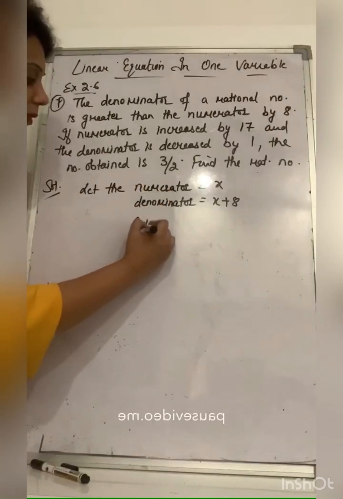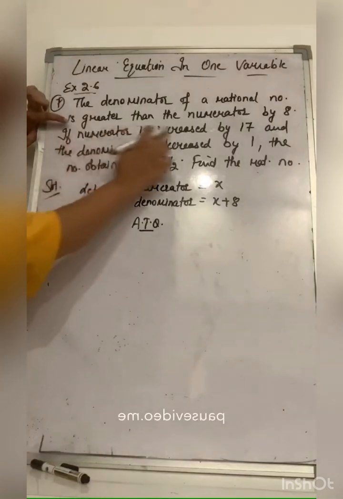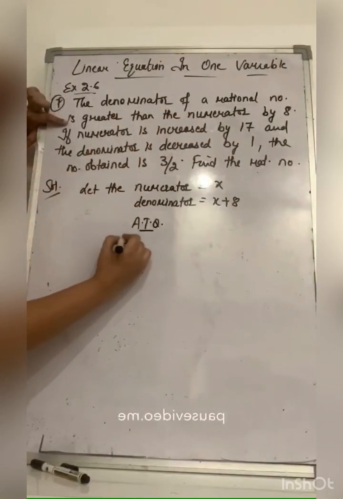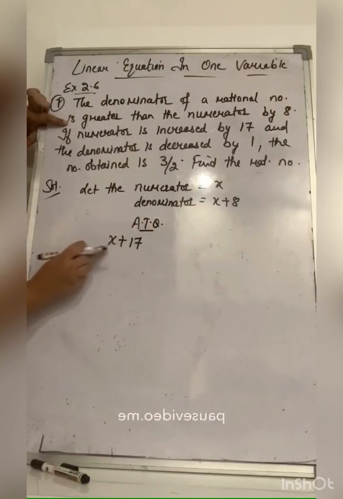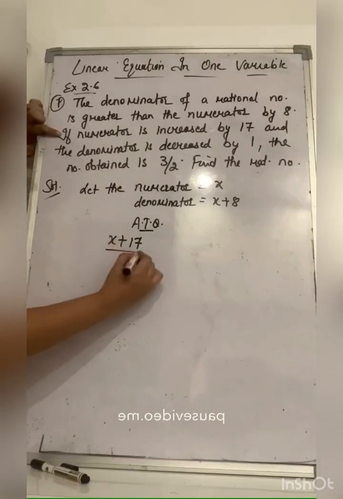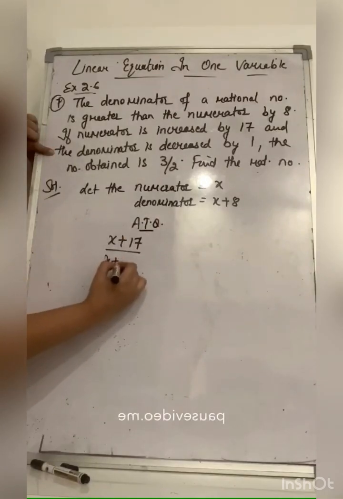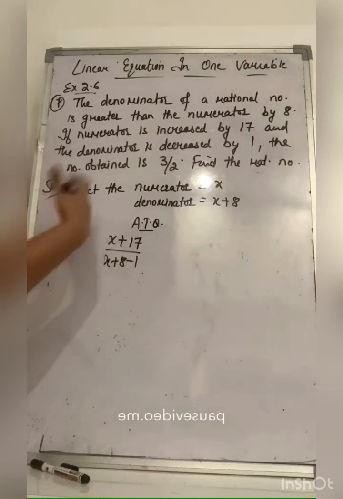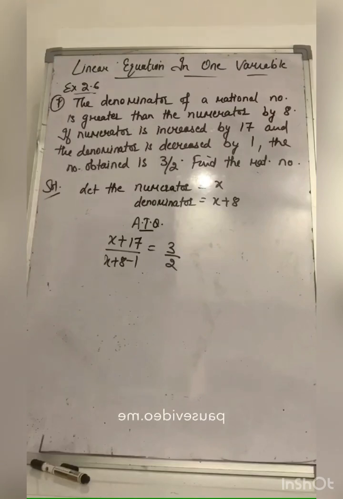So what they are saying, that if numerator is increased by 17, numerator is x, increased by 17 means if we add 17 to the numerator. If numerator is increased by 17 and denominator is decreased by 1, what is the denominator? x plus 8. Decreased by 1 means minus 1. Then what is the number obtained? 3 by 2. Right? So see the equation once again.